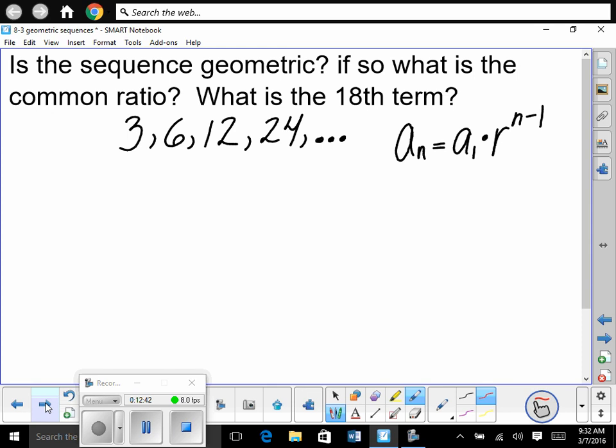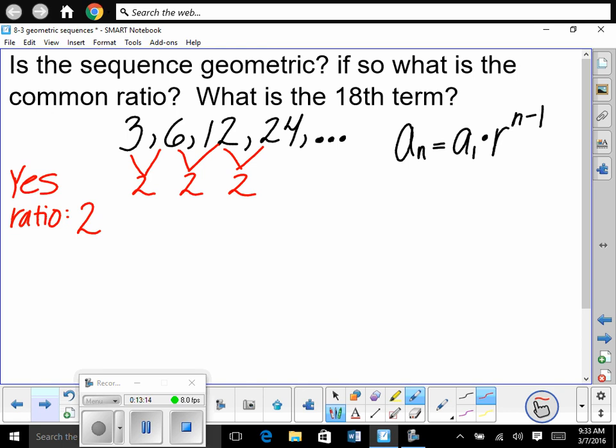It says, is the sequence geometric? If so, what's the common ratio? And then it's asking us, what's the 18th term? So let's answer this in pieces. If it is geometric, we'll have a common ratio. So we're going to do 6 divided by 3, 12 divided by 6, 24 divided by 12. So yes, it is, and our common ratio is 2, right? Ratio means what did you multiply by each time to get from one term to the next. Is everybody comfortable up to here?